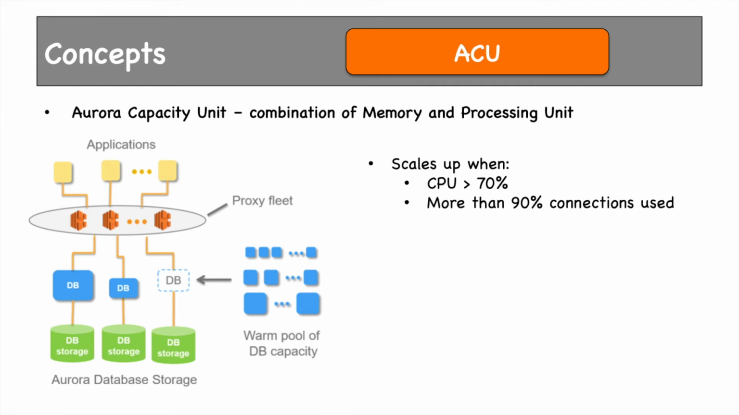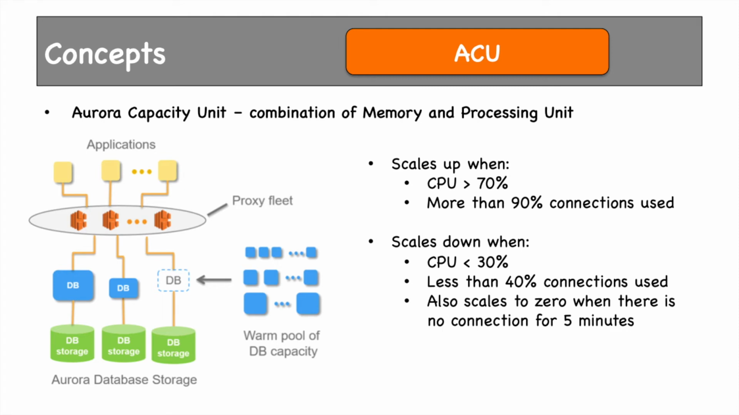And the scaling happens automatically by Aurora. The database nodes will scale up when CPU utilization is more than 70% or more than 90% of database connections are being used. Same is the case with scale down also. The nodes will be removed when CPU utilization is less than 30% or less than 40% of connections are being used. Also, Aurora Serverless can scale down to 0 when there is no connection for 5 minutes. It is called pausing of nodes, which I'll show you in the demo. So that is the concept of Aurora Serverless. Remember Aurora Capacity Unit, which is a combination of memory and CPU.